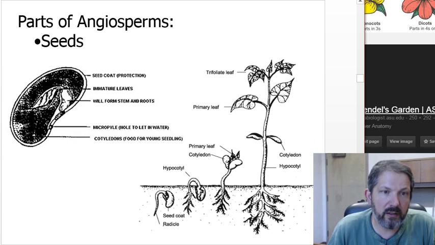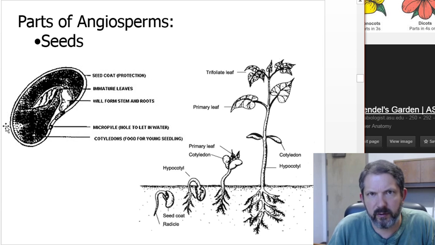Okay, here's a seed of an angiosperm, and it's a little more advanced than a gymnosperm seed. I don't know, maybe check the book. I don't know how many different parts you need to know. There's the seed coat that keeps the whole thing protected. It's waterproof, it's hard. It allows the seed to sit for a very long time, potentially years sometimes, waiting for the right conditions. Now, the radicle is a little piece that grows out of the seed first, that sends out at the very beginning kind of the root.